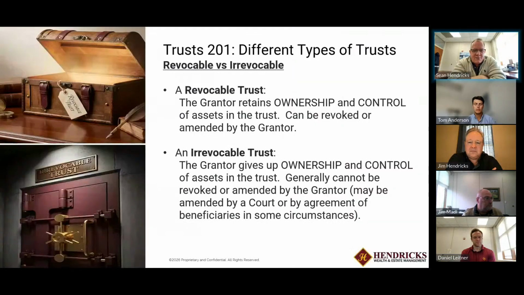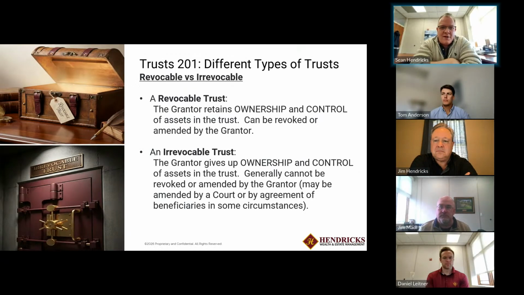So now that we understand what trusts are, that they're legal entities that hold property for us, we can talk a little bit more about the different types of trusts. And this is the beginning of Trusts 201. And there are generally two different types of trusts, revocable or irrevocable. And a revocable trust is a trust where the grantor or the creator of the trust retains ownership and control of all the assets in the trust, so that the person who creates the trust can revoke it or amend it during their lifetime, and that's why they call it a revocable trust.